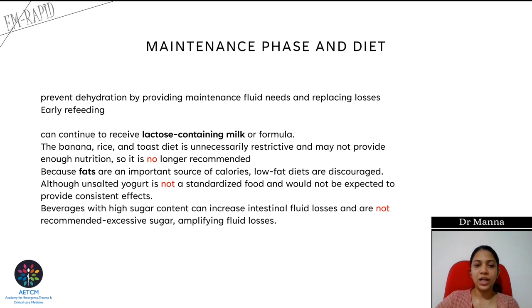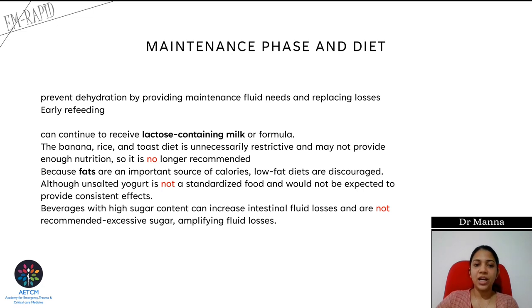If this patient is having some allergy to lactose, we can stop giving lactose containing fluids. But if the child is not having any problem like that, we can still give the child milk. That is not a contraindication in case of diarrhea. And we can give fat containing food also. That is also not a contraindication in acute diarrheal disease, because fat is an important source of calories, and we shouldn't stop fat just because the child is having diarrheal disease.